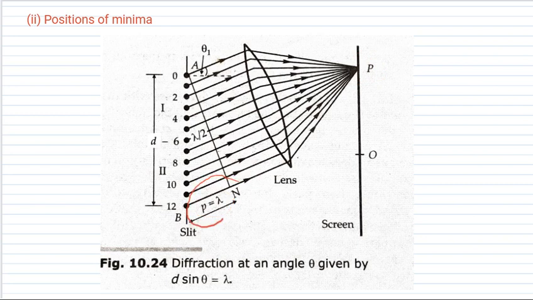If you have any confusion about how we got the first secondary minima at this point, I strongly recommend you go back to my previous video. But if you still have confusion about why we are getting a secondary minima, please don't hesitate to ask. I will re-explain it to you. For now, you can consider that when the path difference is lambda, you will get a first secondary minima at this point P.